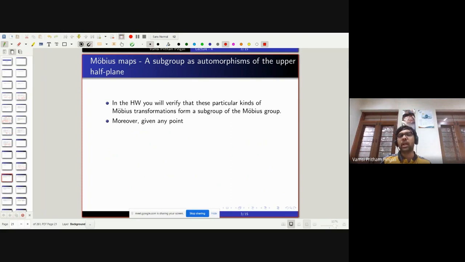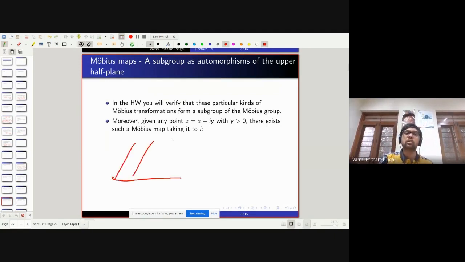Moreover, given any point Z equals X plus IY, where Y is positive, that means you're in the upper half plane, there exists such a Mobius map taking it to I. What does this mean?